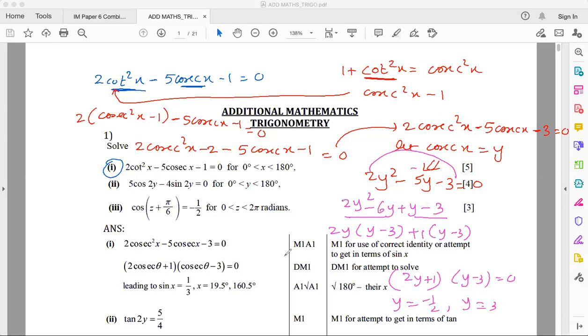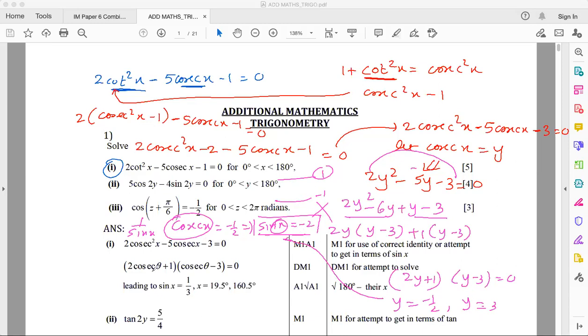So eventually this results in either cosec x is negative half. That results in sine x equals negative 2, because cosec x is the reciprocal, 1 over sine. If you reciprocate this, you get sine x equals negative 2, which is not possible, because the sine x value is always between minus 1 and 1, and this is negative 2. So there will not be any x value possible for this. Sine can't be beyond minus 1 and 1.